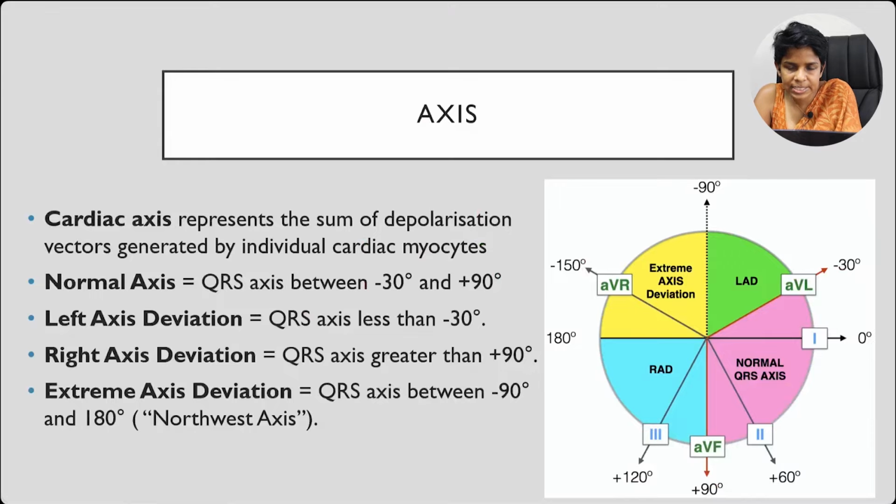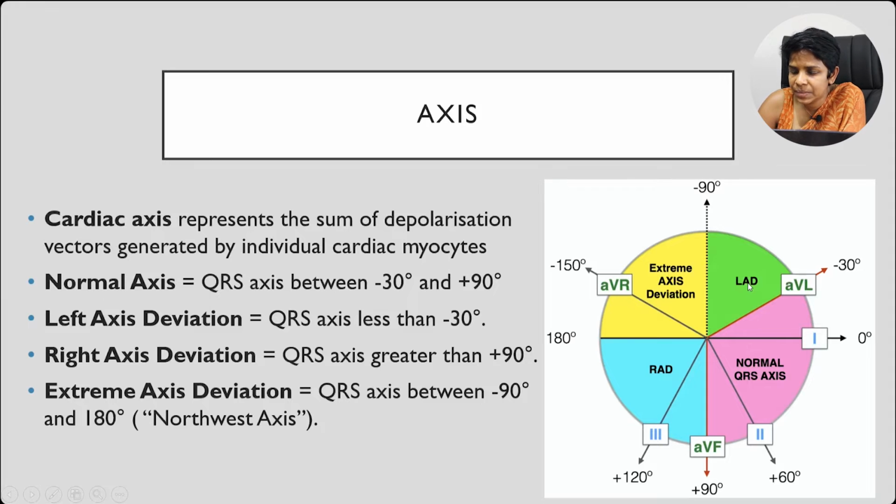Then next comes the next step. How do we calculate the axis? Cardiac axis represents the sum of depolarization vectors generated by individual cardiac myocytes. The normal axis should lie between this area, because if you imagine the heart like this, electrical activity comes from this direction to here, so the vector should lie here. So normal axis is supposed to be between -30 to +90.